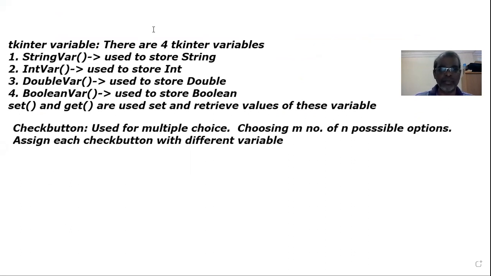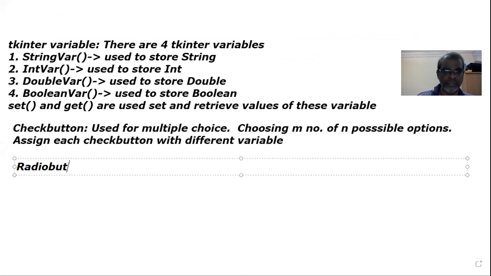Radio button means only one choice you can select, not all. Check button means more than one you can select. Radio button: choosing one of n number of options, n number of choices or options.